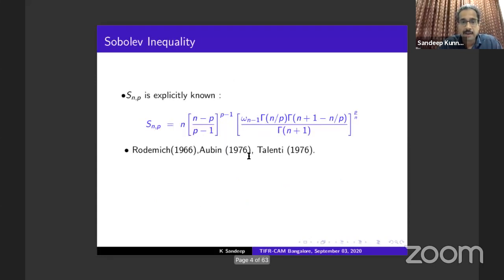In fact, you know the explicit value of that constant. This S_{n,p} has an explicit form, which is n into (n minus p by p minus 1) to the power p minus 1, and you have one more term here. So that is explicitly known. This constant is explicitly known, and the result is attributed to Rodemich, Aubin, and Talenti, and so on.